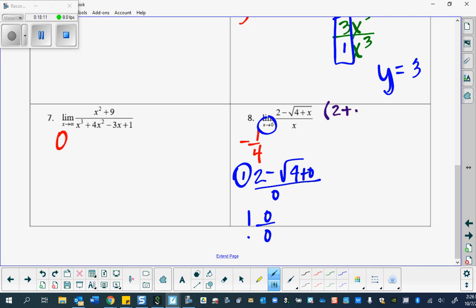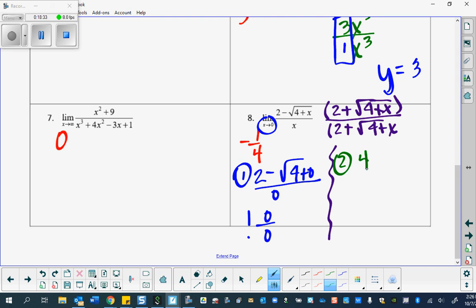So 2 plus the square root of 4 plus x over the 2 plus the square root of 4 plus x. So here's what I get. When I go to multiply, my first term is 4. My inner and outer cancel out. Then I have minus 4 plus x, because the square root of anything squared is that radicand. Are you okay with that minus sign being there?